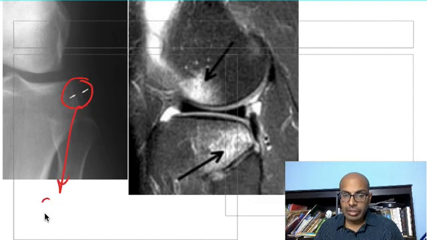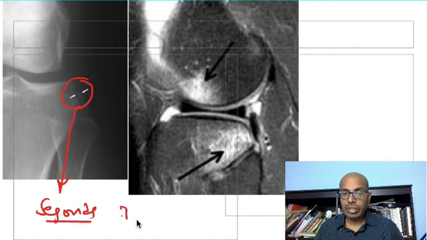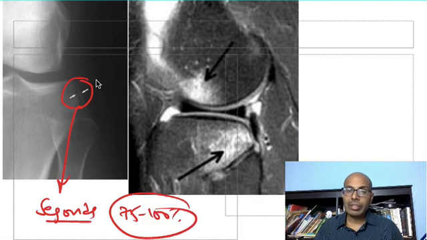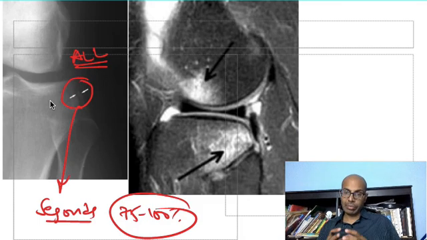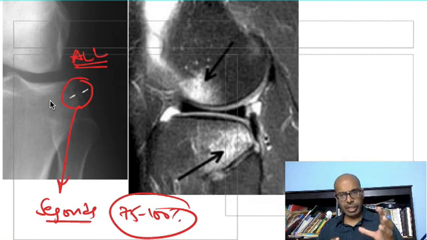This is called a Segond's fracture. This is a pathognomonic feature seen in about 75 to 100% of ACL injuries. This is what is called an injury to the ALL, the anterolateral ligament, which is injured with a piece of bone. So this is supposed to be pathognomonic for ACL injuries, and it could be asked in an MCQ: what is a Segond's fracture? What is the most pathognomonic feature of ACL injury? And that is an ALL injury.